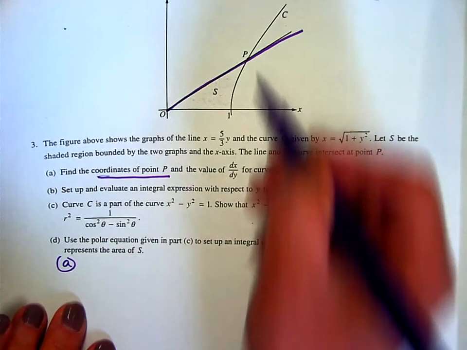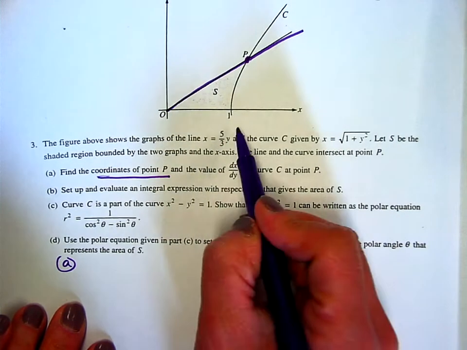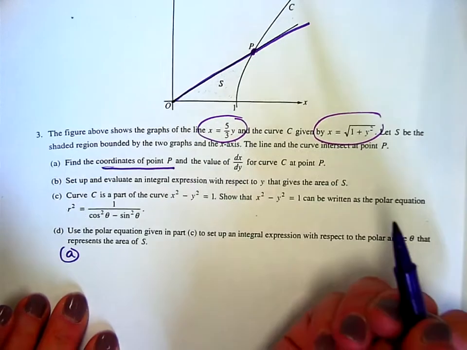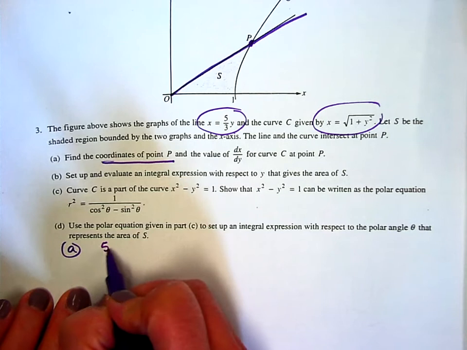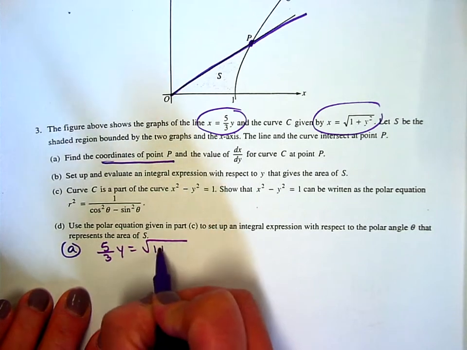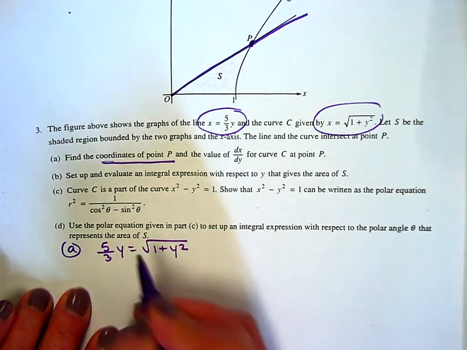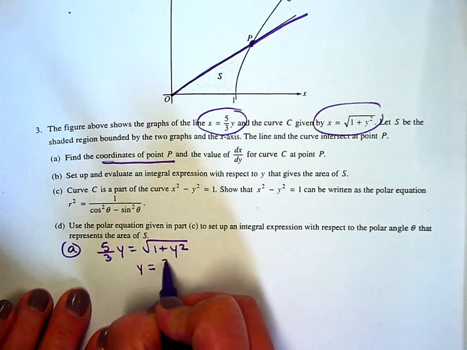Well, point P is where the line and the curve intersect, so here's the line, here's the curve. I'm going to just set them equal to each other, so 5/3 y equals square root of 1 plus y squared. You have a calculator, so I'm going to just use my calculator to solve. You get y equals 3/4.